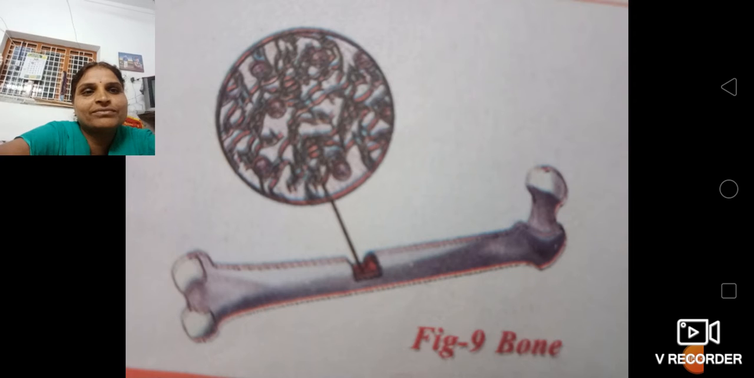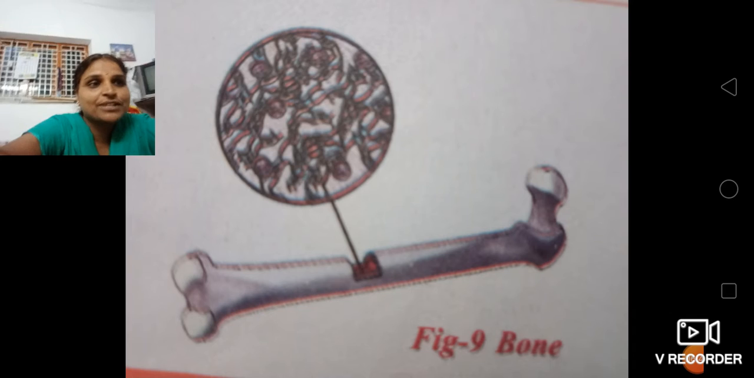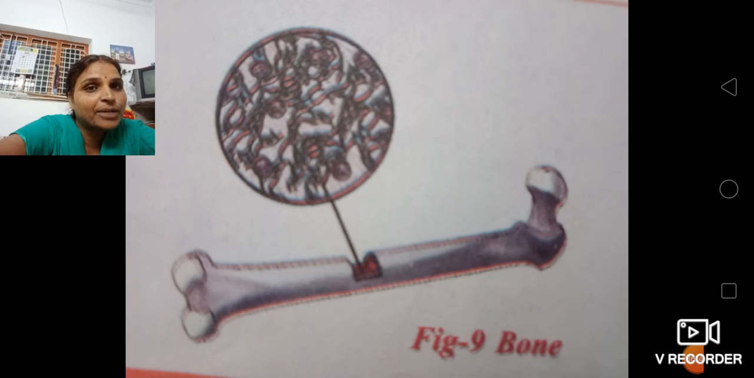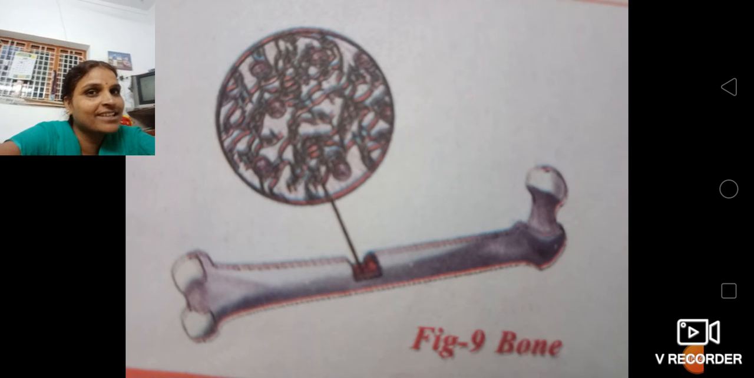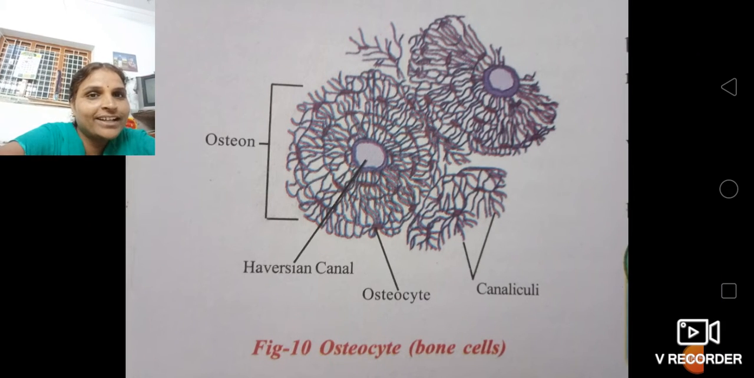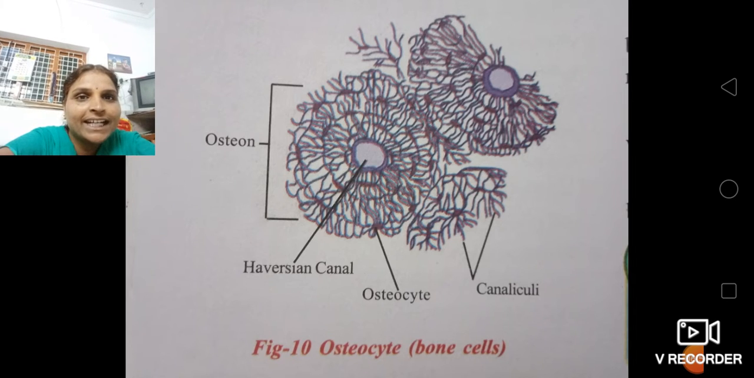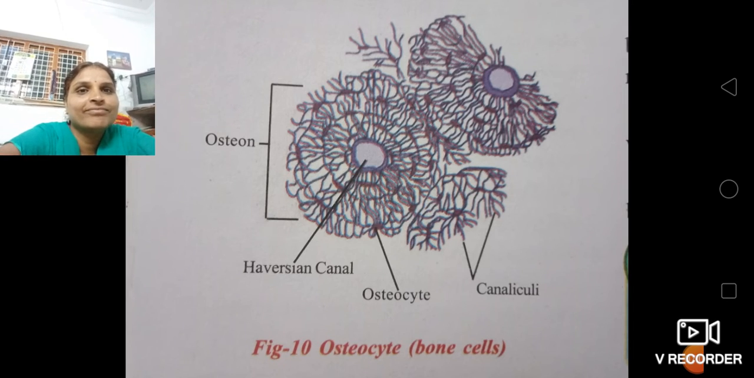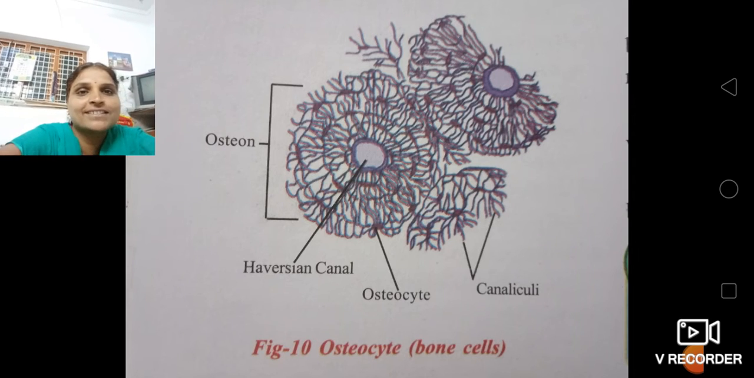Bone is made up of some salts. What are they? They are calcium phosphate and calcium carbonate. These salts are secreted by special cells. What are they? They are called osteocytes. Understood all of you? The osteocyte cells secrete salts, and these salts help in the preparation of bone.